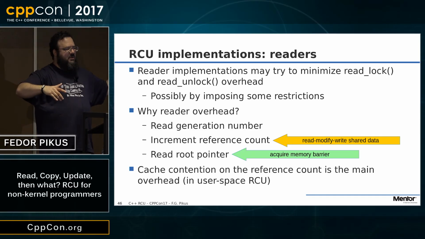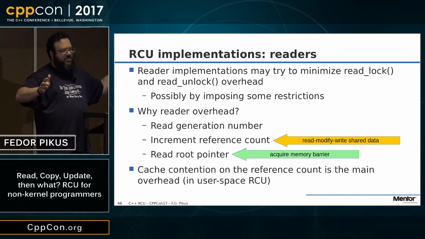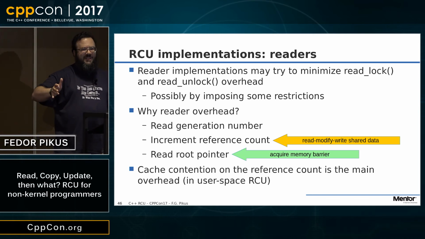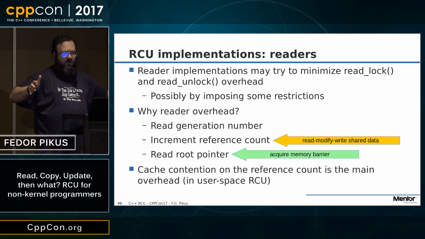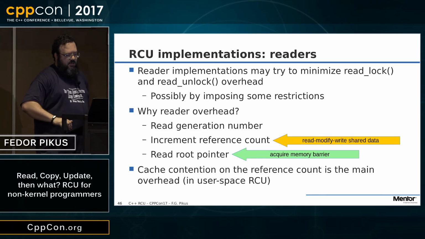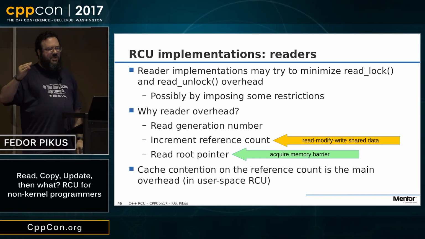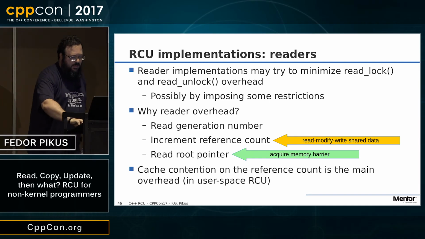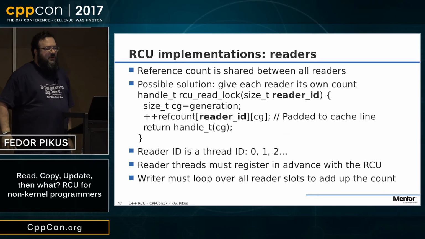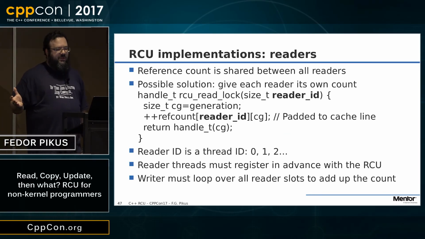You've seen my graph of performance of atomic operations before. Acquire read, not so bad. Read generation number, not so bad. Read, modify, write, that's at least an order of magnitude slower, probably more. The reason that's slower is cache contention on the cache line that the reader is writing into, the reference count. The problem is the reference count is shared between all the readers.